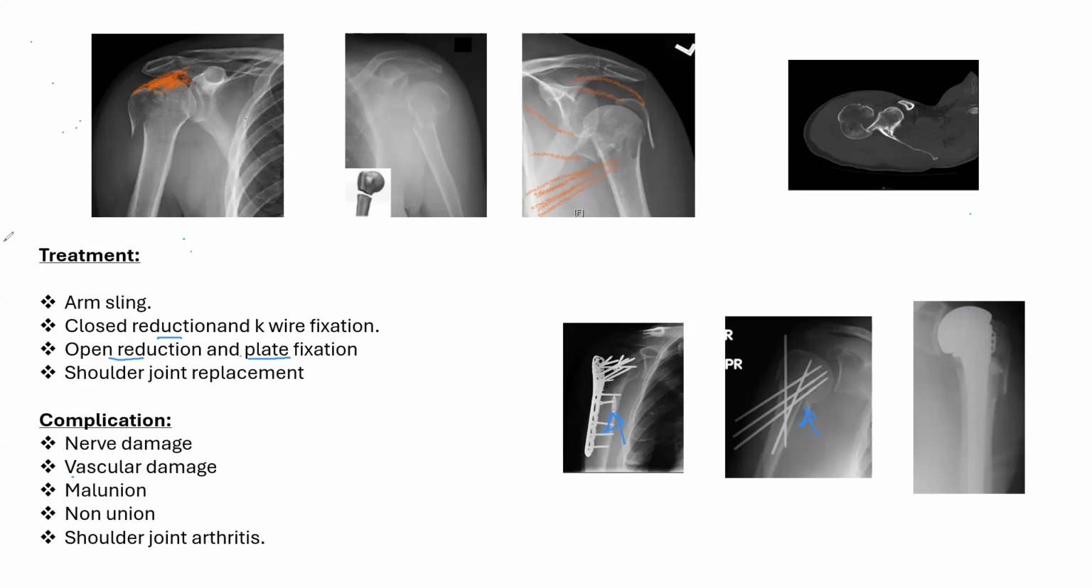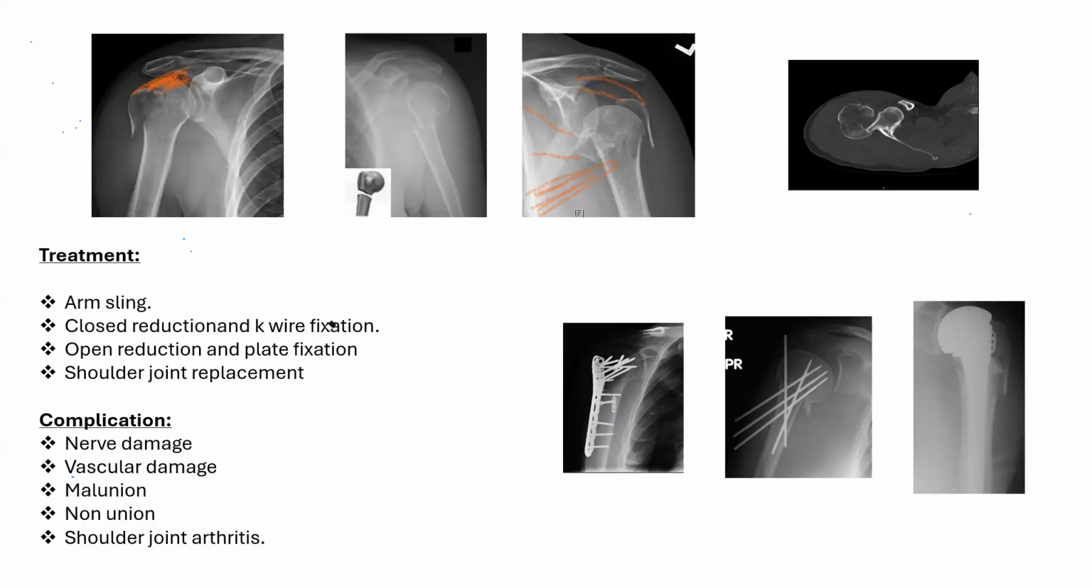And if the patient is having a fracture that is very comminuted with a lot of damage to the head of the humerus, with intra-articular extension and all, the only option left is you need to remove the damaged part of the proximal humerus and replace it with an artificial head. So it is called shoulder joint replacement. So we can go for shoulder replacement in a very comminuted and badly fractured proximal humerus.